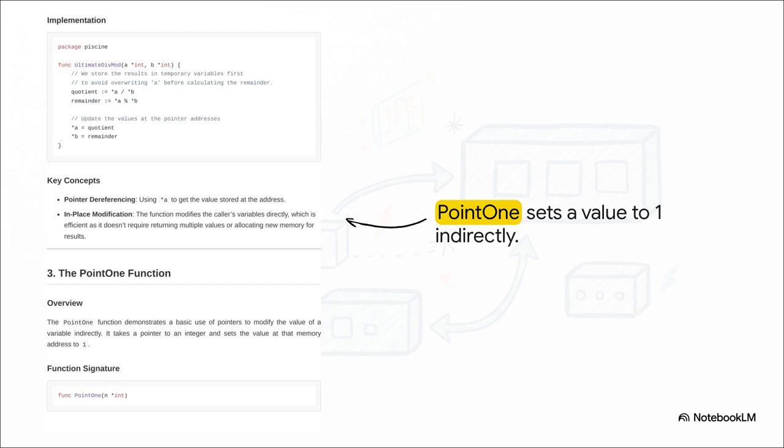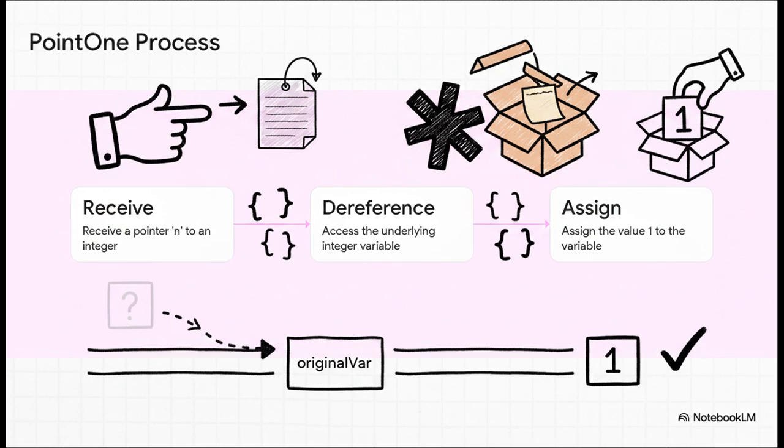Think of this function as just a basic remote control. We pass it a single sticky note, a pointer to an integer, and its only job is to push a button that changes the value in that distant box to exactly 1. The process is incredibly straightforward.